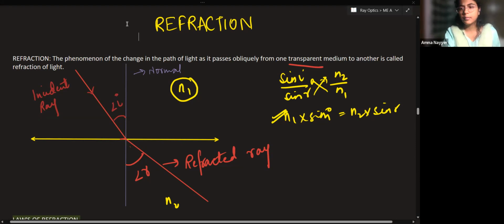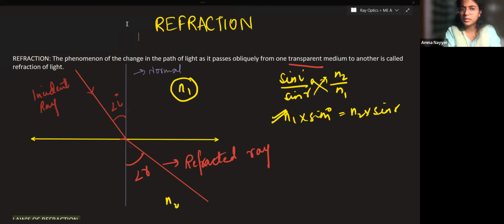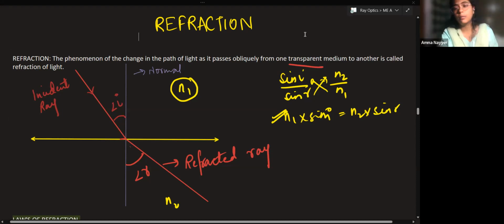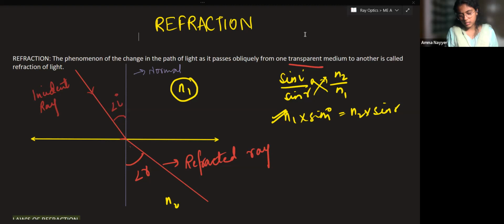Now, see, we had started with refraction. We had completed apparent depth. And two things we were discussing after laws of refraction. Laws of refraction also we had covered. So we did when the ray of light will bend towards the normal and when the ray of light will bend away from the normal.